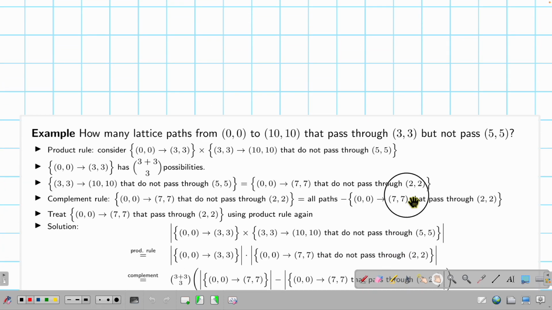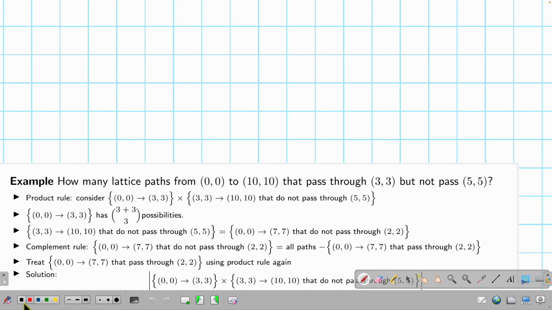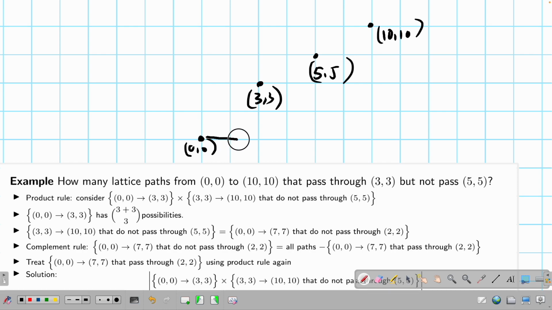So this one is a very difficult question, okay? It's difficult because it has a lot of things to do, but the idea is simple. It's asking: how many lattice paths are there from 0, 0 to 10, 10 that pass through 3, 3 but not through 5, 5? How many ways will pass through this point, but not through 5, 5, and reach 10, 10?